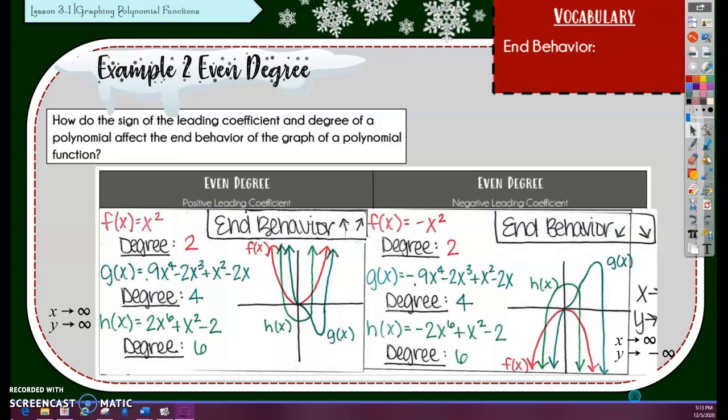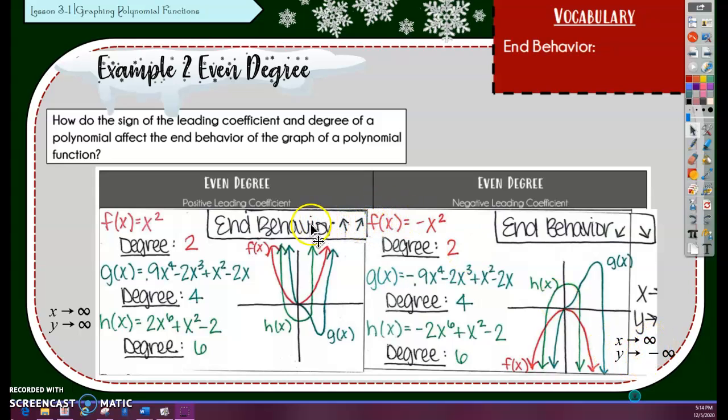Now we have a slide with even degree. End behavior again: as x goes to infinity, y is going to go to either positive or negative infinity. When we look at these even degrees here, we have a 2, a 4, a 6 power. All of those both end in the upwards direction. So one thing we're going to look at with this notation is as x goes to infinity, y is also going to infinity. It's both finishing up to the right there. Whereas here, when we have a negative coefficient, the y value goes down to negative infinity.